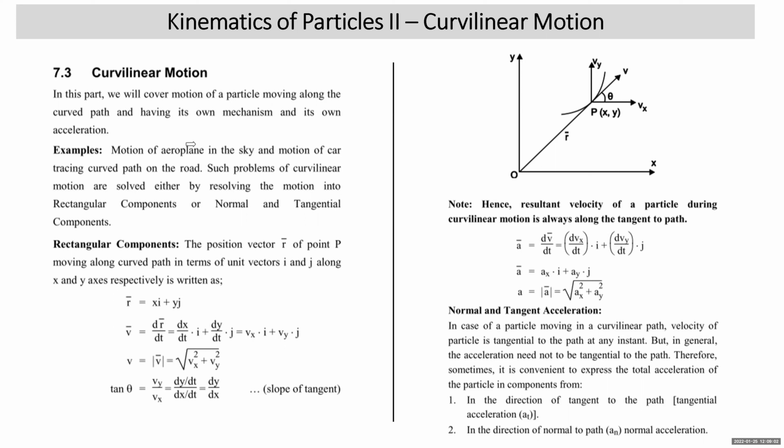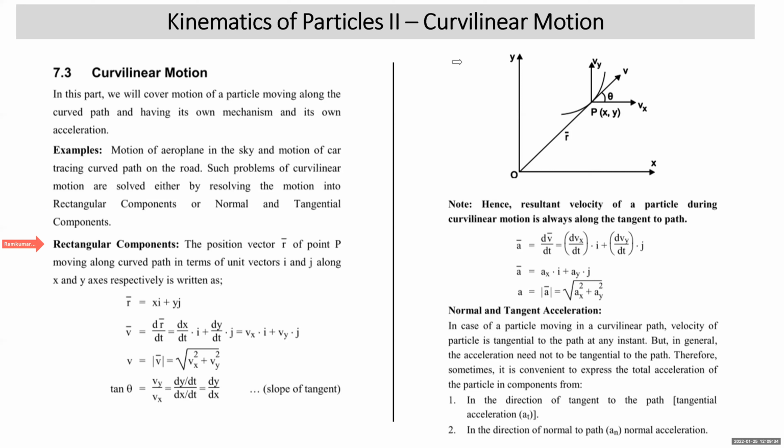Such problems of curvilinear motion are solved either by resolving the motion components in horizontal and vertical direction, which we call rectangular components, or by resolving the motion components in normal and tangential directions, which we refer to as normal and tangential components. Depending upon the data given and depending upon the unknowns, we decide to resolve the components into x and y directions or along the normal and along the tangent. To begin with, we start with the rectangular components.